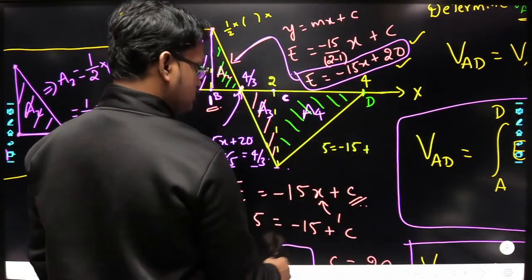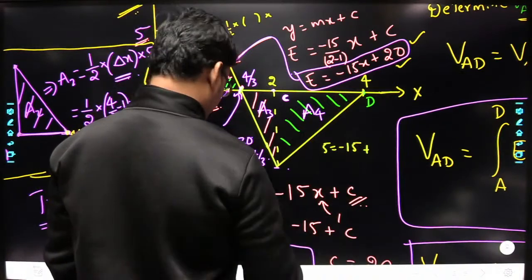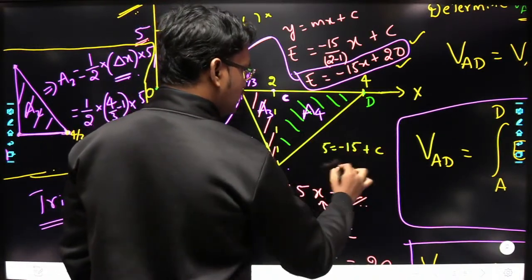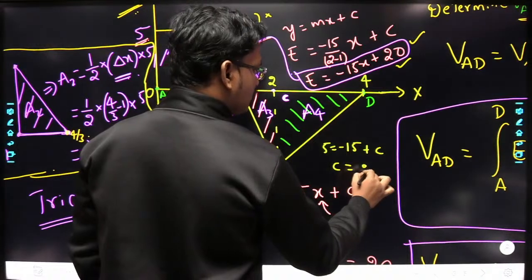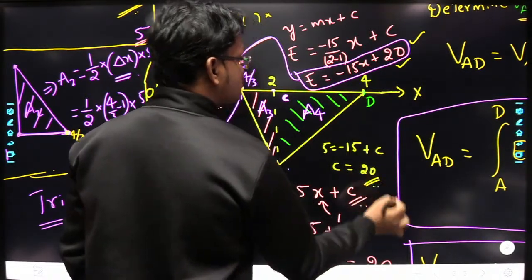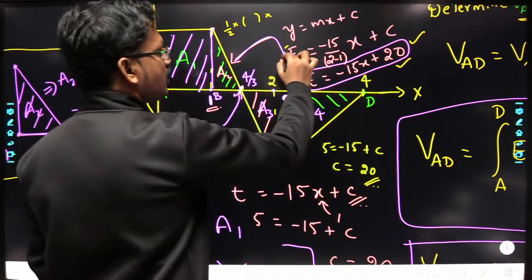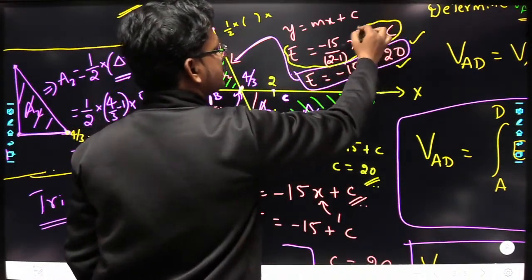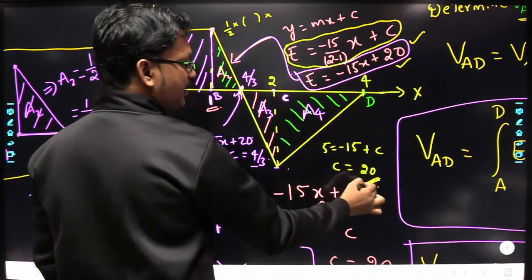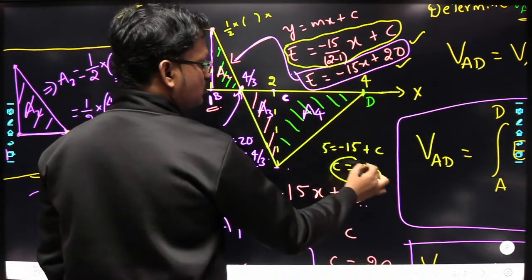So minus 15 plus c. From here we have determined the c value, that is 20. Yes or no? Okay. So we got minus 15x plus c, and from here c is equal to 20.